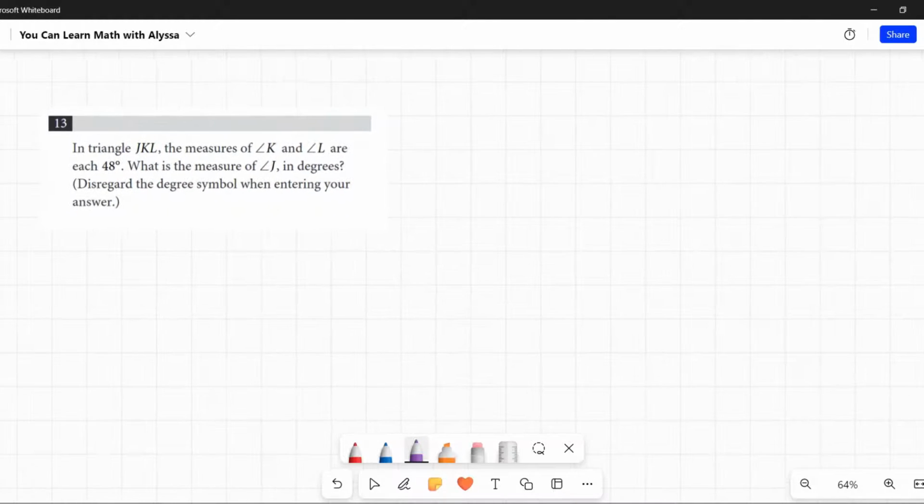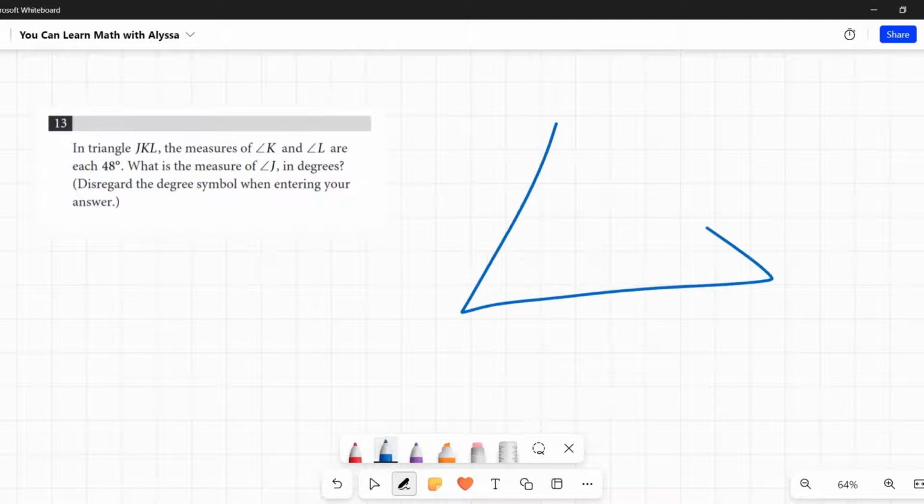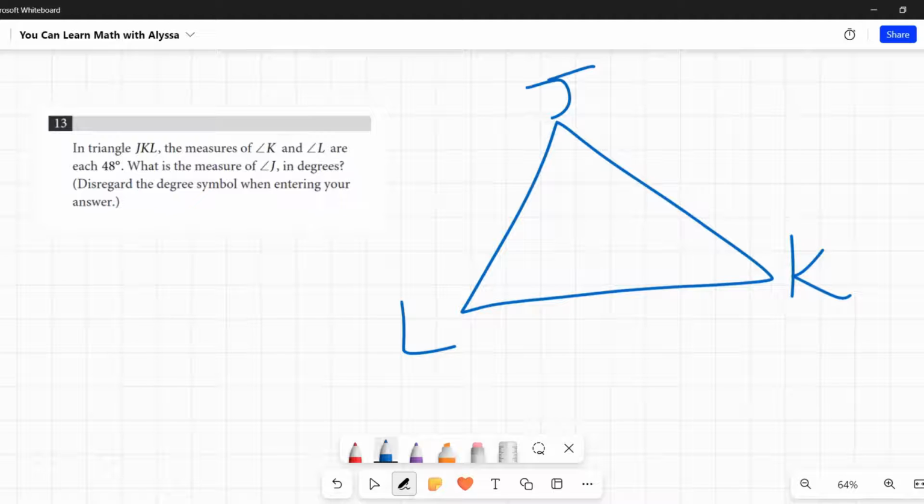12. In triangle JKL, the instant they say triangle JKL, I'm drawing a triangle. All right, so I have J, K, and L. The measures of angle K and angle L are each 48 degrees. So angle K is 48 degrees and angle L is 48 degrees. What is the measure of J in degrees? Disregard the degree symbol when entering your answer.